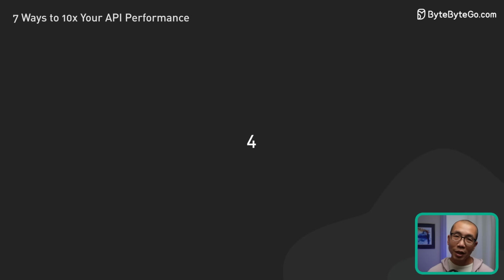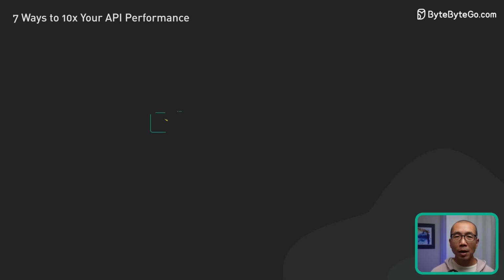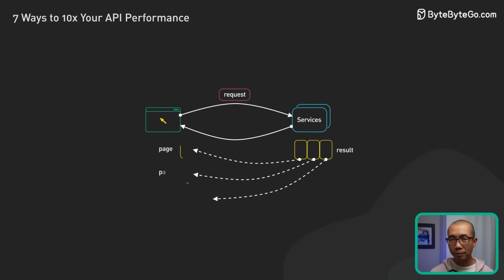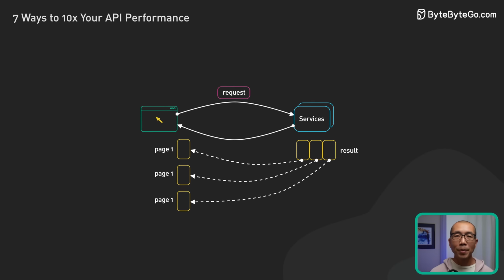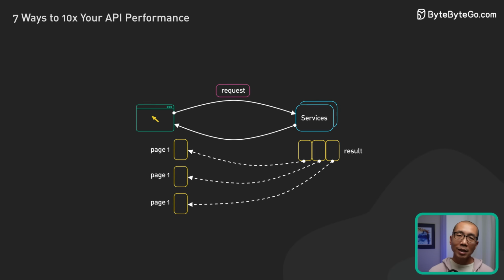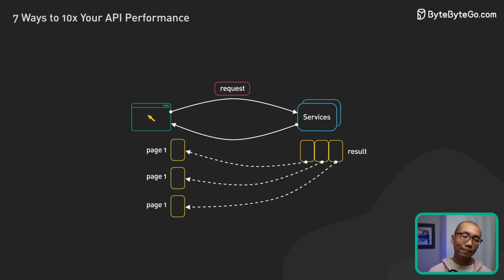Moving on to our fourth tip, consider using pagination. If your API response returns a large amount of data, it can slow things down. Instead, break the response into smaller, more manageable pages using limit and offset parameters. This can speed up data transfer and reduce load on the client side.